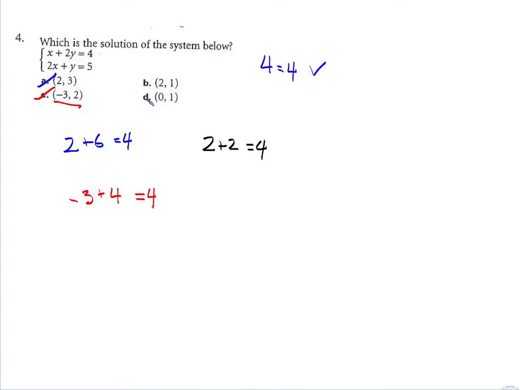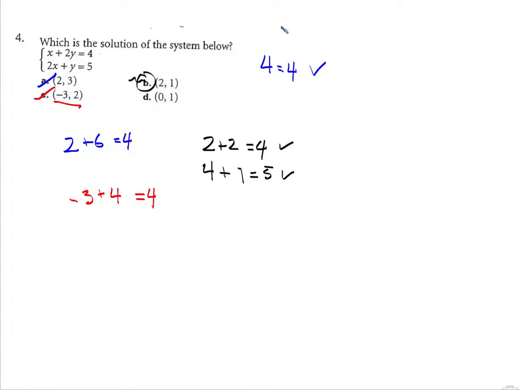Let's see if we can eliminate D really quick. So far it might be B, but we have to sub it into this one. Actually, we can just sub into the second equation, 2 and 1. So that's going to be 2 times 2 is 4, plus subbing in 1, plus 1. That should equal 5. Oh, it works for both of those. It must be B.